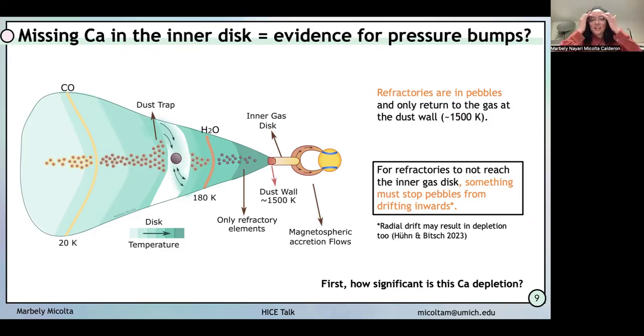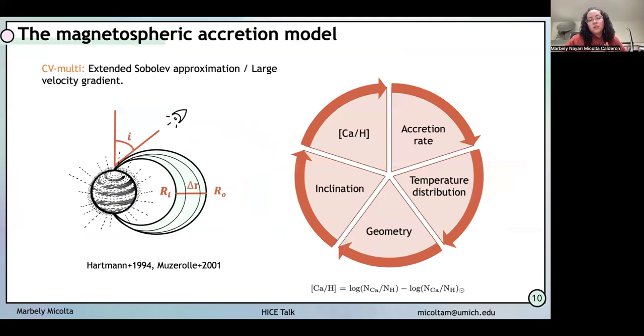But before I get too excited about this, we have to ask, how significant is this calcium depletion that we're seeing? For this, we model the lines using the magnetospheric accretion model that uses a standard Sobolev approximation, or large velocity gradient. It takes the accretion rate, the temperature distribution of the flow, the geometry of the accretion flow, the inclination, and now the abundance to predict what the profiles of the star should look like.